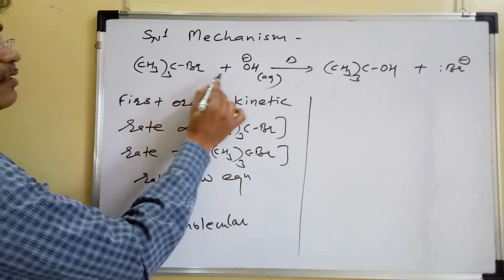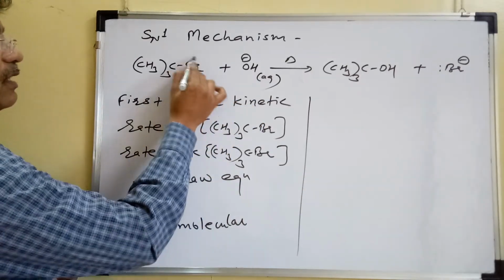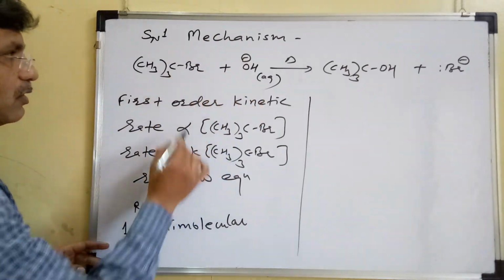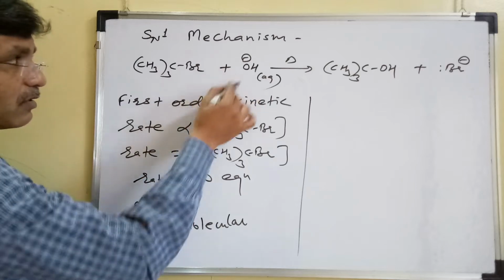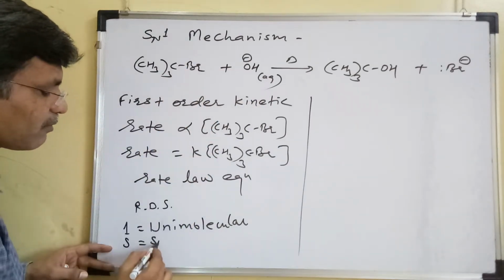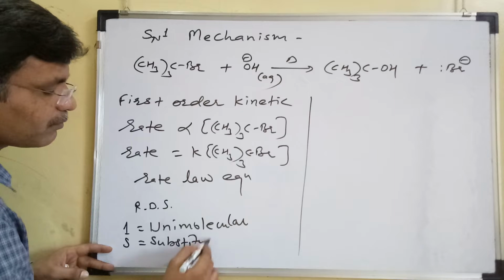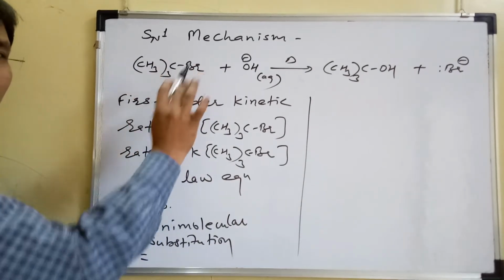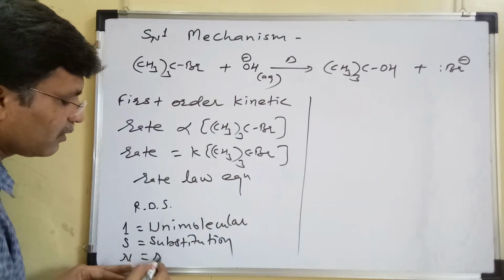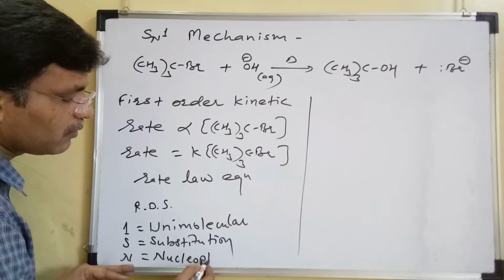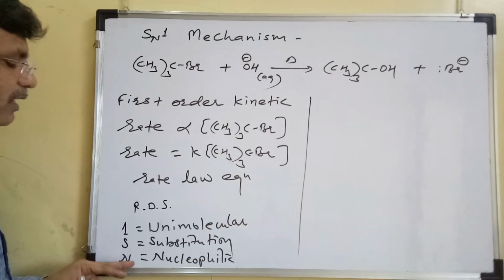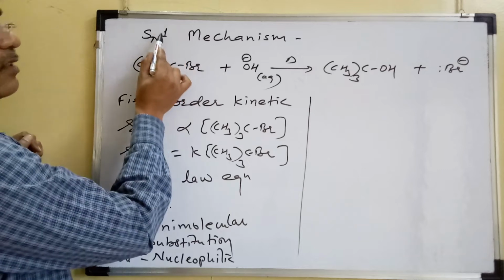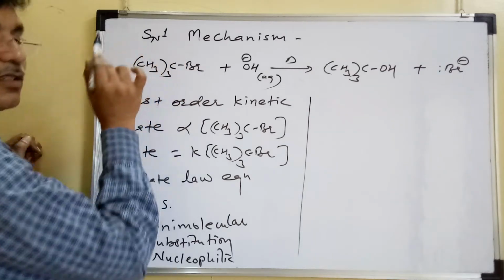Here this Br is replaced by another nucleophile. The Br is also a nucleophile. This is a good leaving group and this is a good attacking group. So the Br is replaced by the OH. So this is called a substitution reaction. So S stands for substitution. And N, this one nucleophile is displaced by another nucleophile. That's called nucleophilic. This is nucleophilic substitution unimolecular. That means this one is unimolecular, N is nucleophilic and the S is substitution reaction.